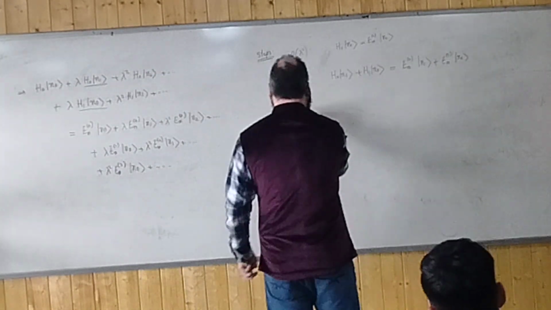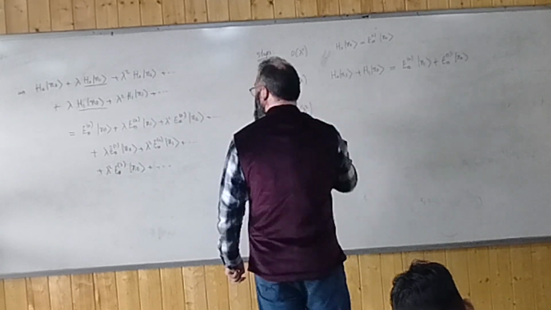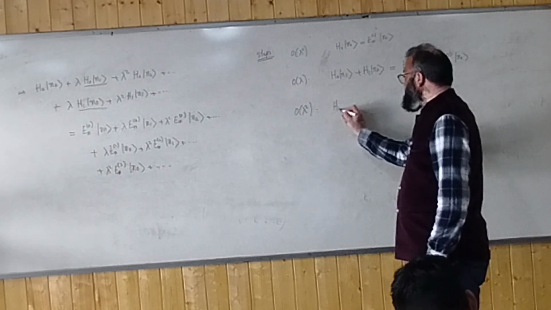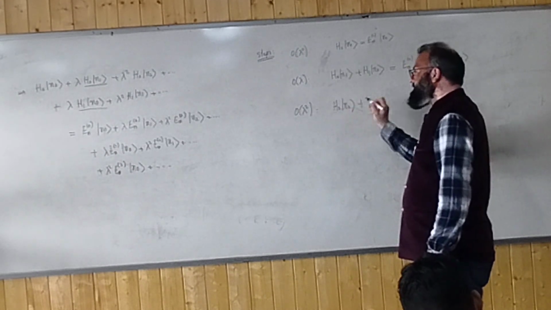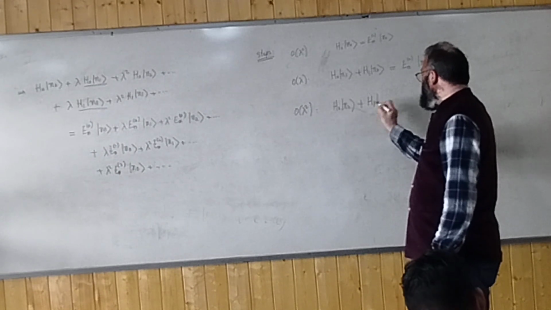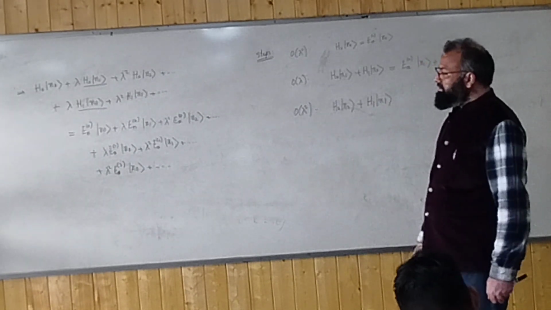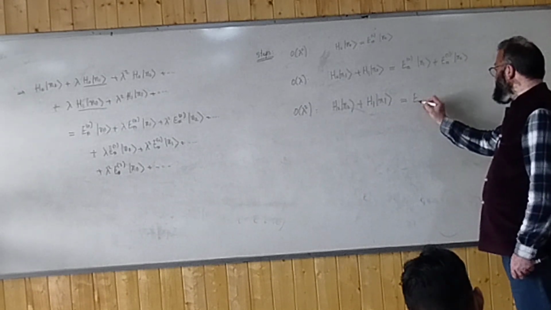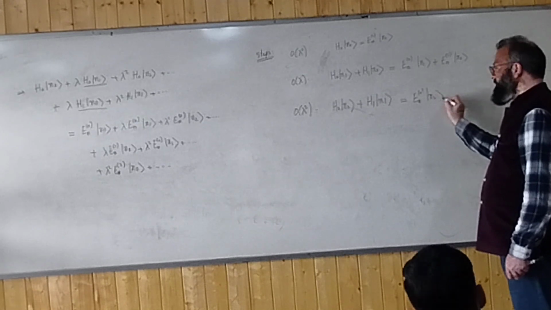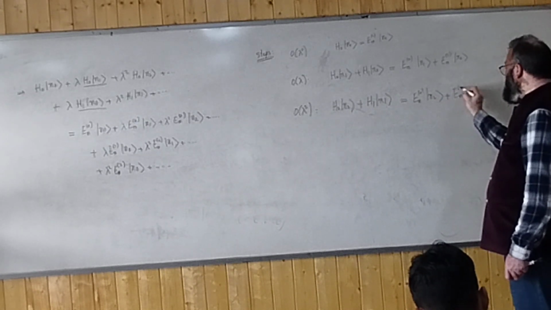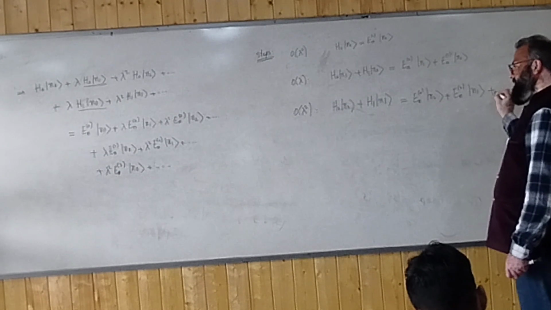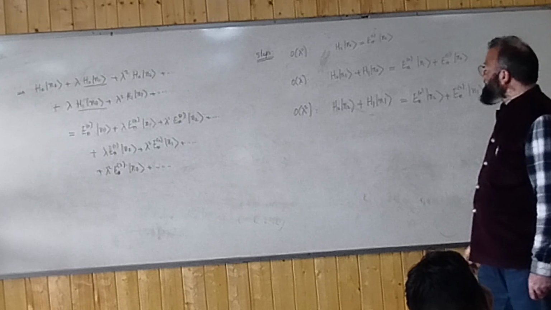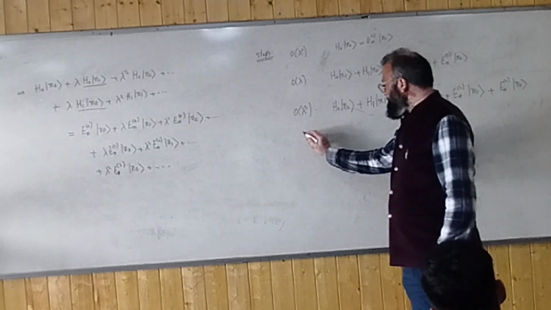So let's go to the order of lambda square term. What are those? You are having H0 |n2> plus H1 acting on |n1>. Clear? So this is the lambda squared. What is on the right hand side? It is En0 |n2> plus En1 |n1> plus En2 |n0>. Clear? So these are the equations, and so on. So you go ahead.